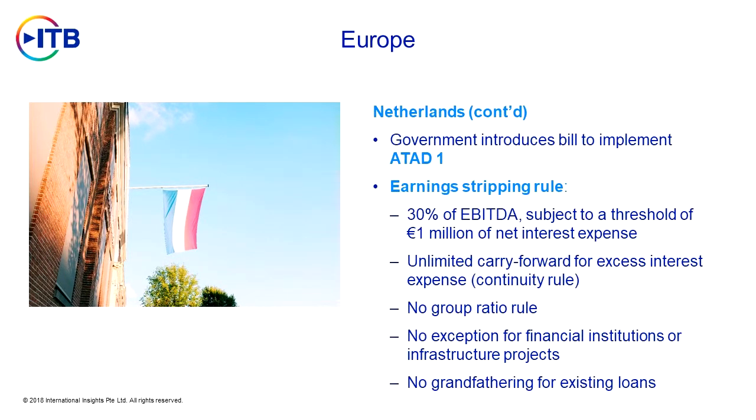As part of the Tax Plan 2019 package, the government has introduced a bill to implement ATAD 1. In regard to the earnings stripping rule, the bill reflects a number of important policy decisions. The deduction limitation on net interest expense is set at 30% of EBITDA. However, there is a threshold of €1 million. In other words, the first €1 million of net interest expense is deductible regardless of the 30% ratio.